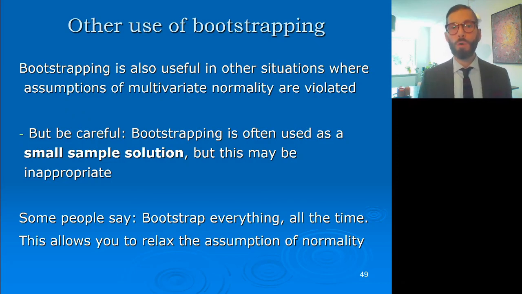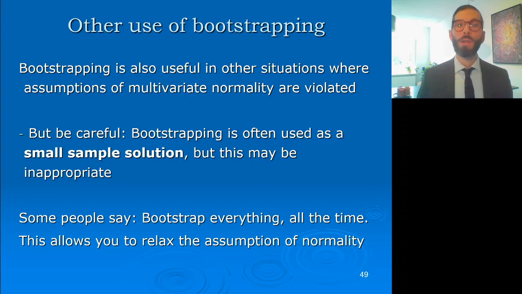This is not a very strong assumption, however, because even if you use parametric statistics, there is an assumption that your sample is representative, otherwise the results will not generalize to the population. So we make fewer assumptions when we bootstrap than when we use parametric statistics. You have to be careful about one thing, however. A lot of authors write about bootstrapping as a small sample solution, because in small samples, the assumption of multivariate normality is usually violated. There are simply too few cases to have normally distributed residuals.